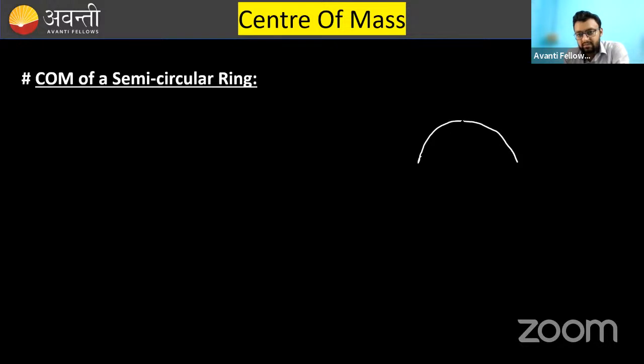Can you say that this is a semicircular ring? It's not very proper, but yes, it's a semicircular ring. This is the center of the ring and the radius of the ring is R. Clear to you? And the mass of the ring is capital M. Clear? Now tell me one thing.